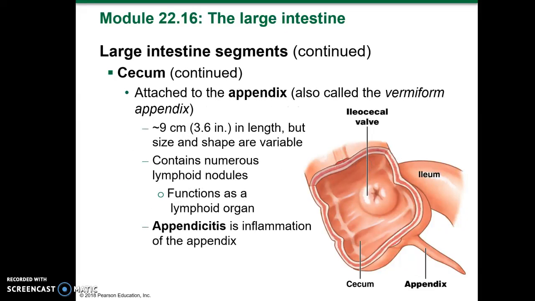It's attached to the appendix that we also call the vermiform appendix. About 3.6 inches in length, but the size and shape are variable. Contains numerous lymphoid nodules, and it functions as a lymphoid organ, actually. Appendicitis is inflammation of the appendix.